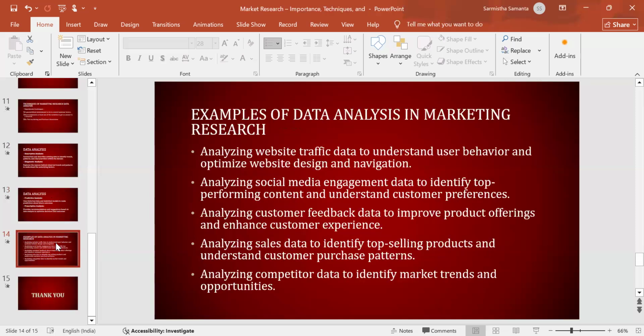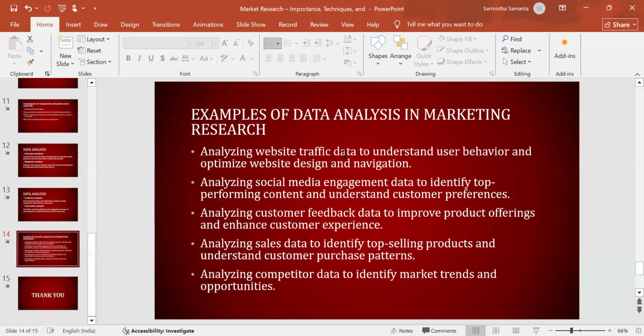Now, last are some examples of data analysis in market research. Analyzing the web traffic data to understand user behavior and optimize the website design and navigation. How many viewers are there? As soon as we post videos on YouTube, we check how many views there are. Similarly here, analyzing the social media engagement data to identify the top performing content and understand customer preferences. These are different, it can be many. These are just a few.